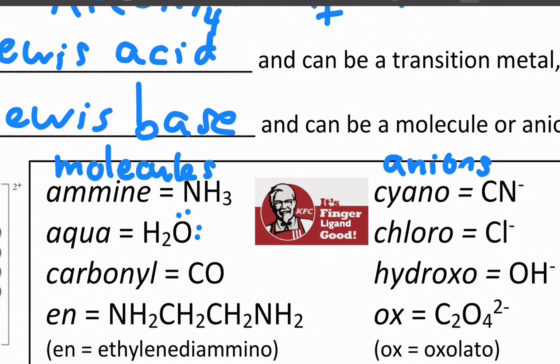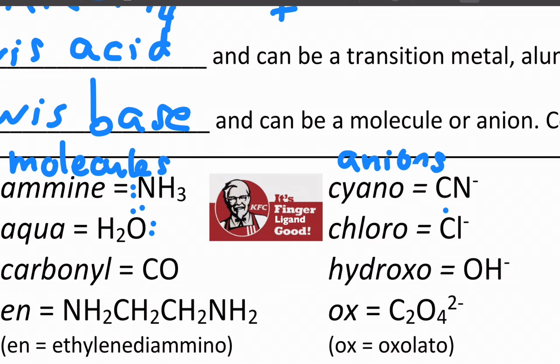The water molecule has a lone pair set on the oxygen. The ammonia has a lone pair on the nitrogen. The chloride certainly has lone pairs all around the chlorine atom. Even carbon monoxide, what we can call a carbonyl, can act as a ligand. There's lone pairs on both the carbon and the oxygen.